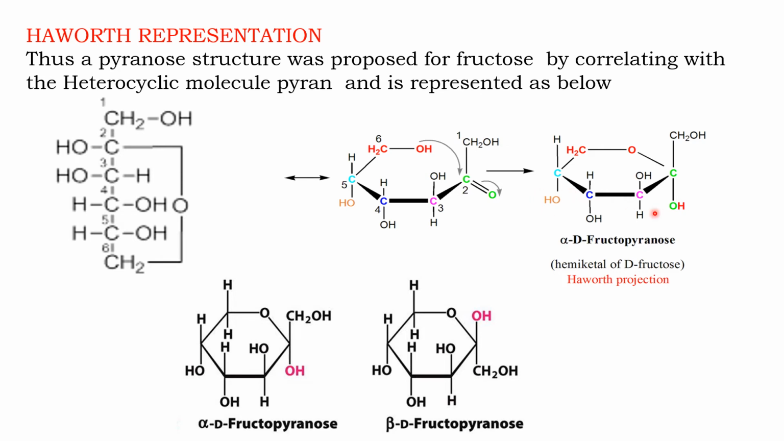When it becomes beta D fructose, this OH group will be at the top position and the CH2 group will come to the down position. So only the configuration changes at this carbon atom, that is the second carbon atom, the anomeric carbon atom. In alpha D fructose, the OH group is below the plane, and in beta D fructose, this OH group will be above the plane and the CH2 group will be below the plane.